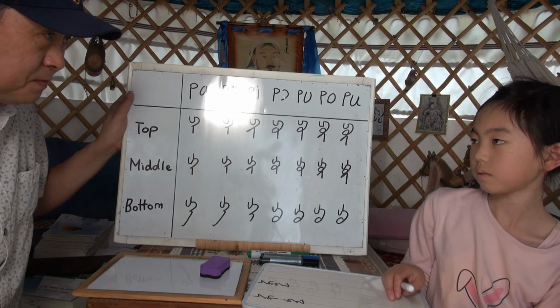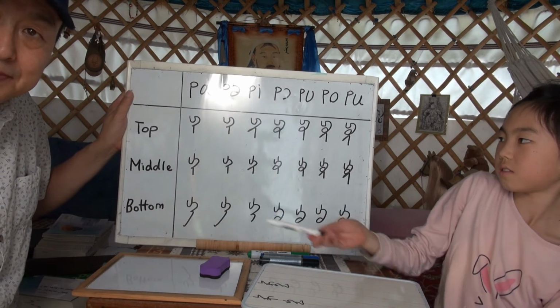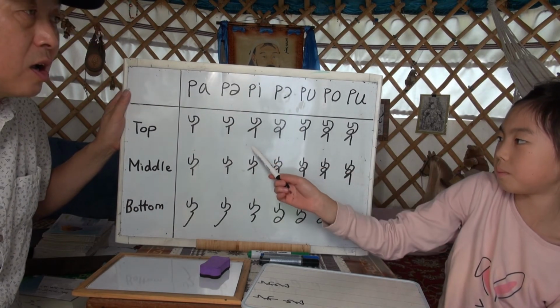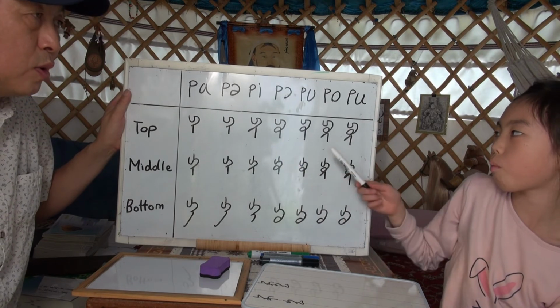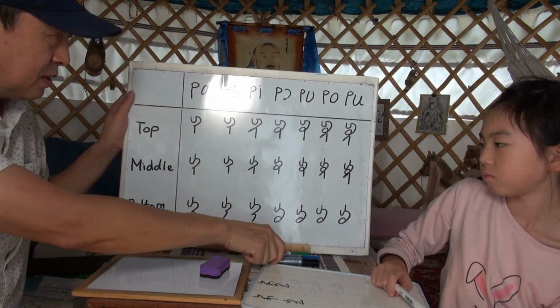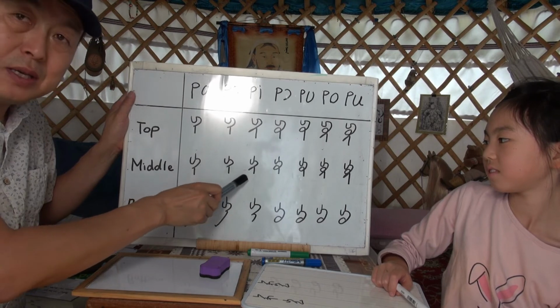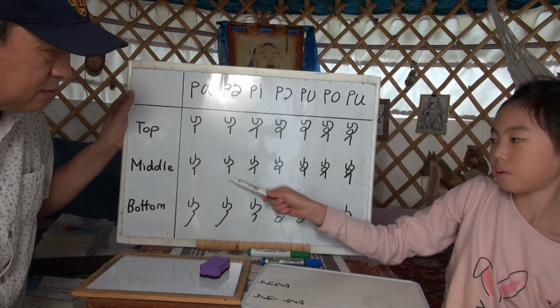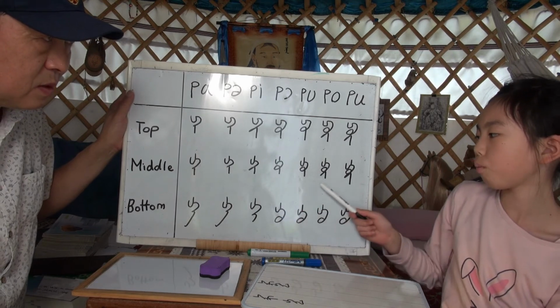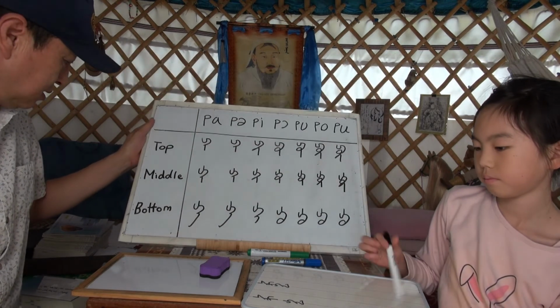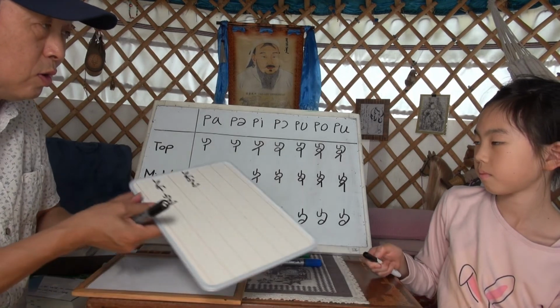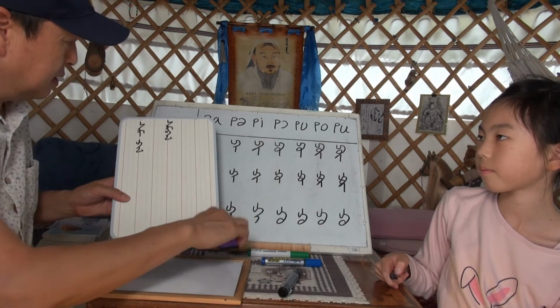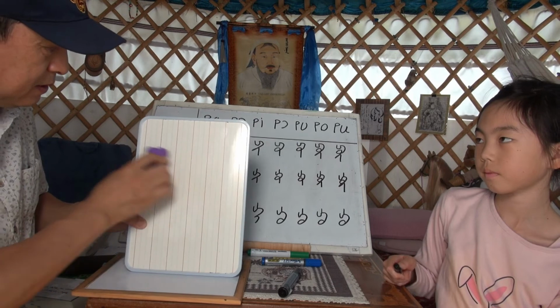Let's practice the reading. Your turn. Pa, Pa, Pi, Po. Pa, Pa, Pi, Po. So we've learned Marco Polo and then Sampil.